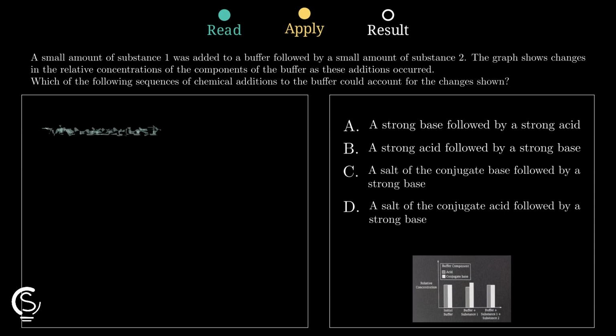Next, look at substance 2. The graph reverses direction, so the conjugate base drops and the weak acid rises, which matches a strong acid reacting with A- to regenerate HA.